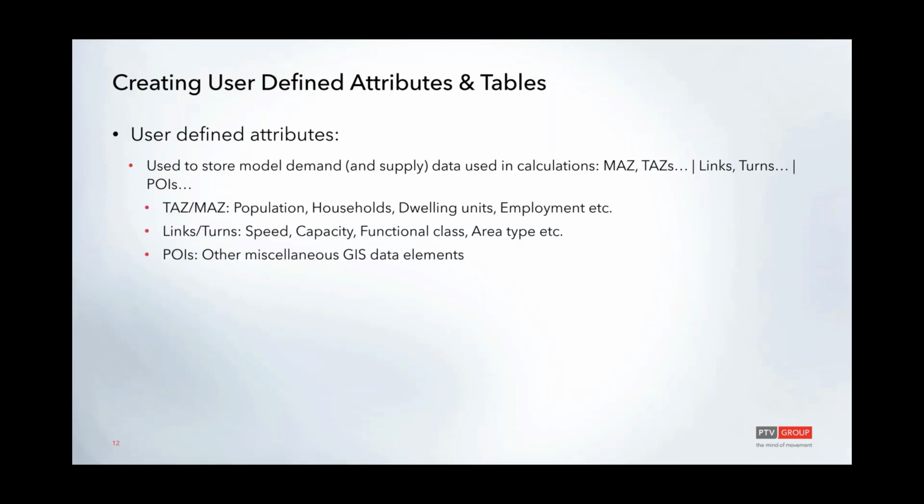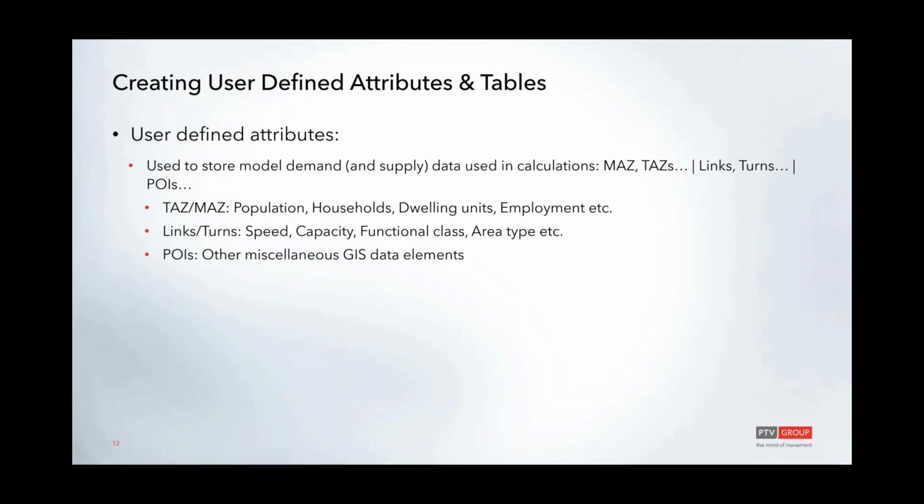So here's the typical usage of user-defined attributes in Visum. This would be to hold your population, household, dwelling unit, cross-classified population data, and employment-related characteristics. Then we have links and turns, which might hold special attributes or calculated attributes for speed and capacity that you want to transfer at the time of assignment, functional class descriptions, area type descriptions, and such. All of these go in user-defined attributes in Visum.